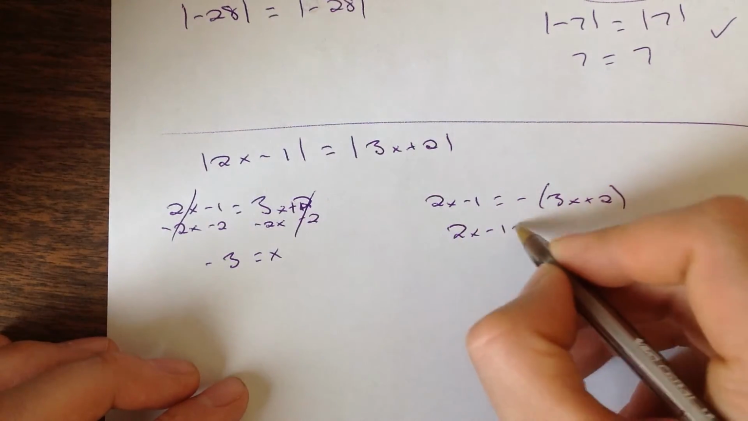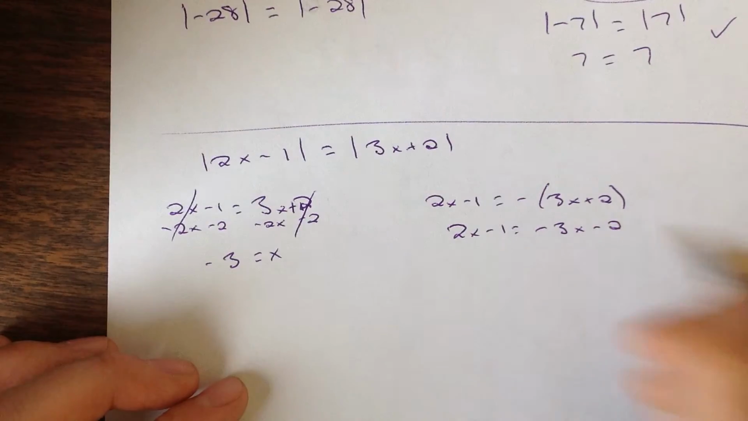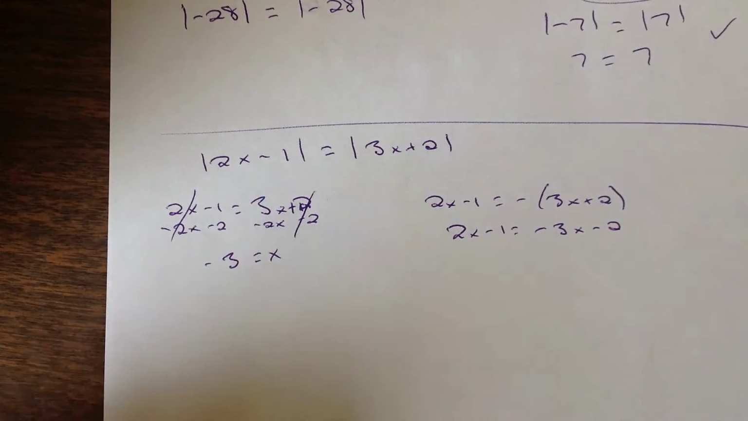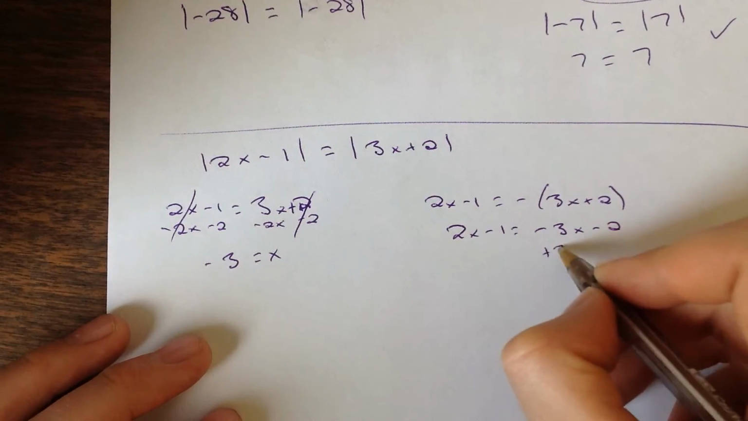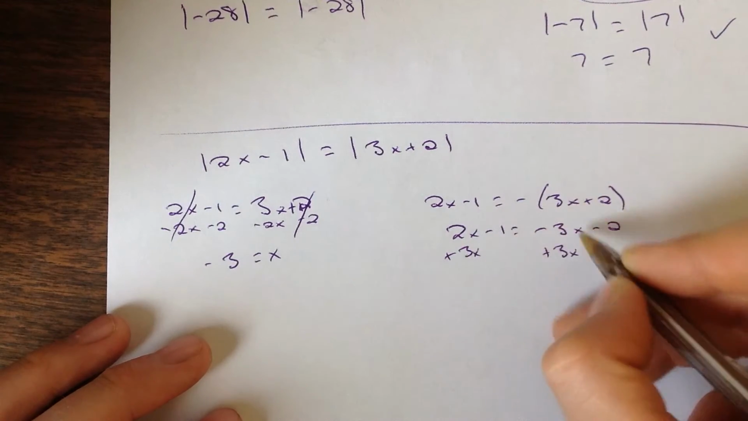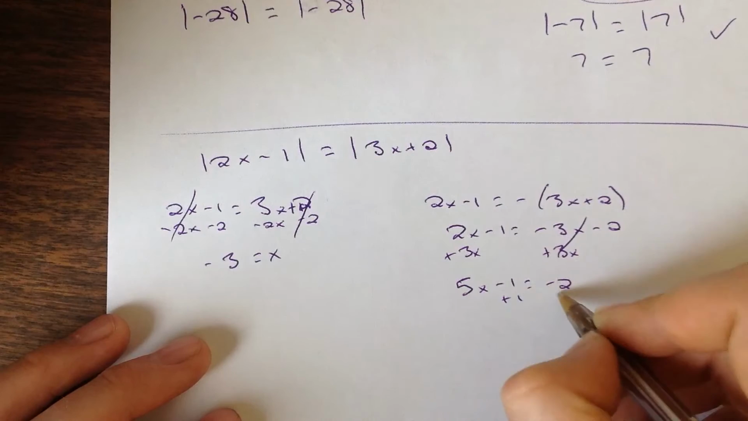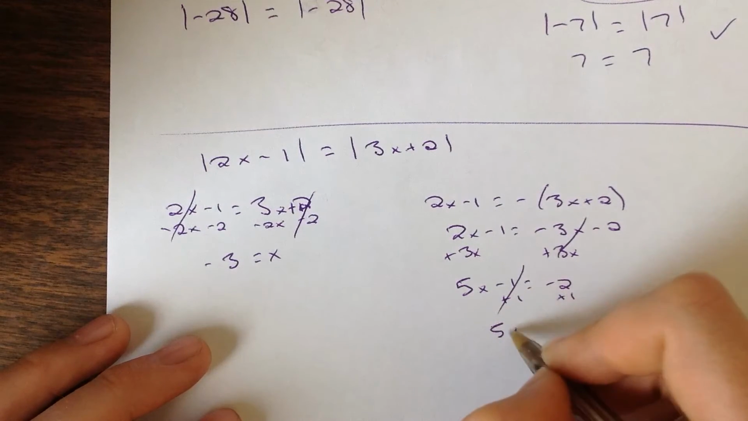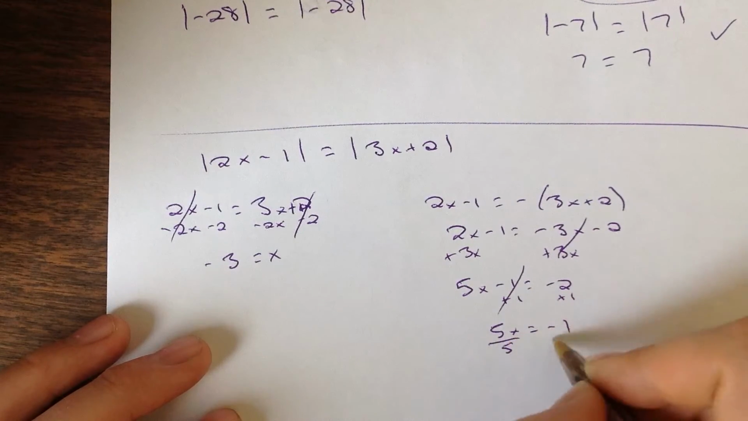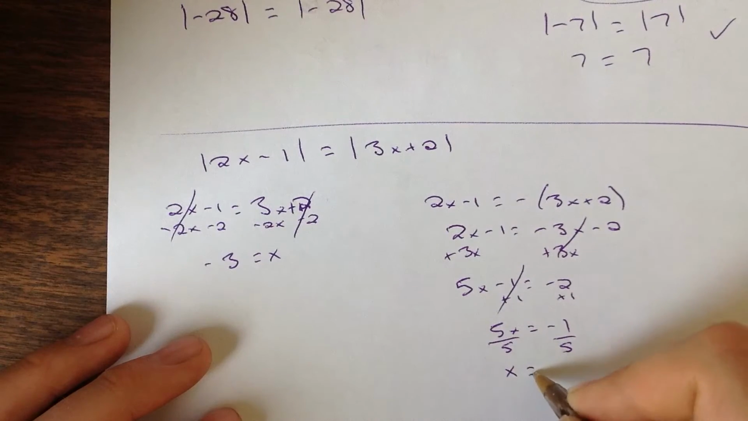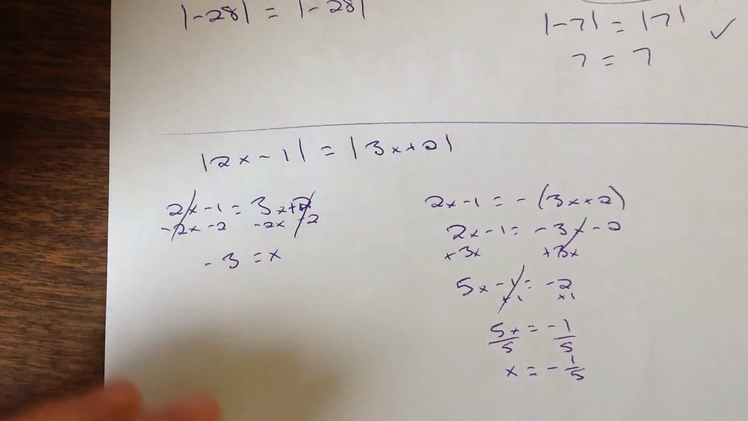On this side, distributing in that negative, plus 3x to both sides. So we have 5x - 1 = -2, add 1. 5x = -1, divide by 5, and x = -1/5.